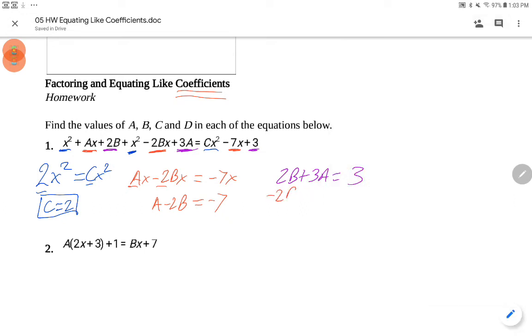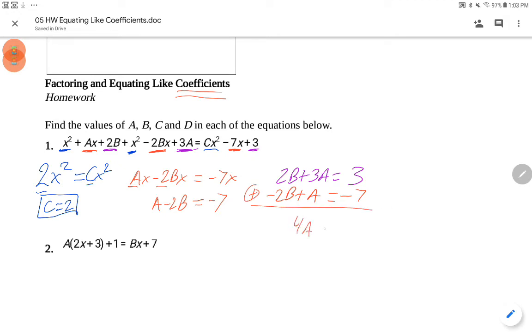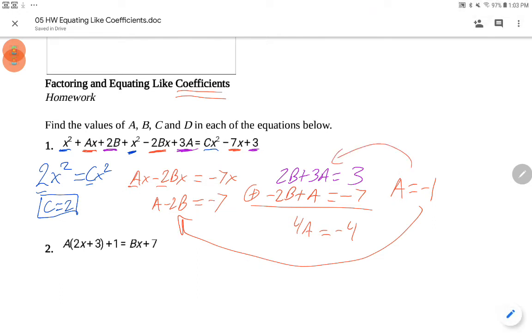I'm going to rewrite it just a little bit so you can see that I can just add these together to eliminate. Now if I add these together, I get 4a equal to, is that negative 4? Yep. Then if I divide by 4, a equals negative 1. If a is equal to negative 1, I can plug that back into here or the other one. It doesn't necessarily matter, so I'm going to plug it into this one. That would be 2b minus 3 equal to 3. Add 3 over: 2b equals 6. b is equal to 3.